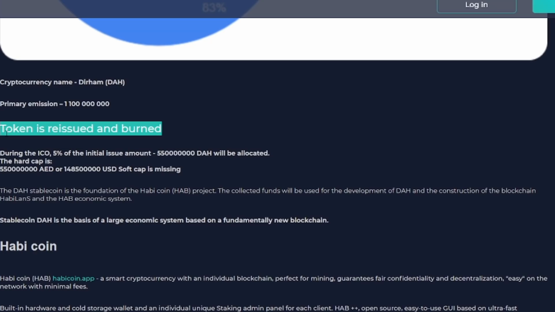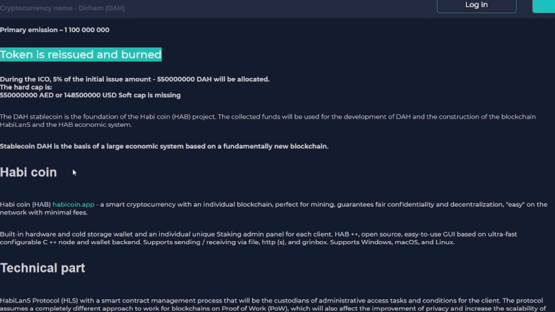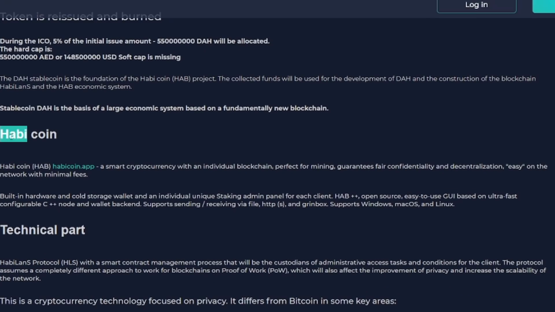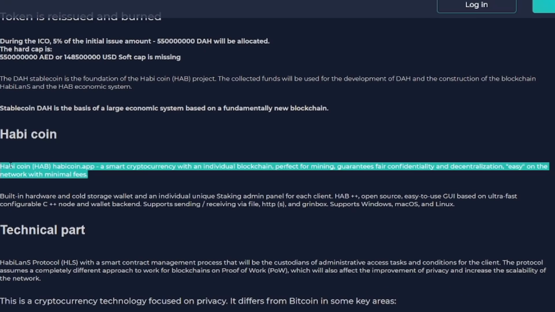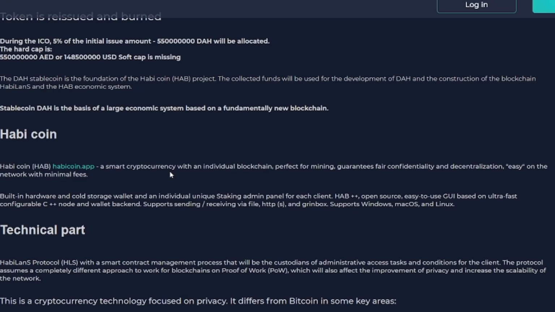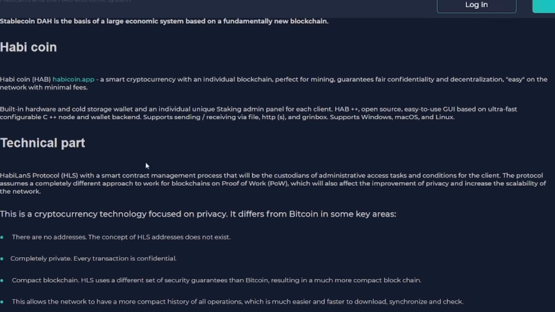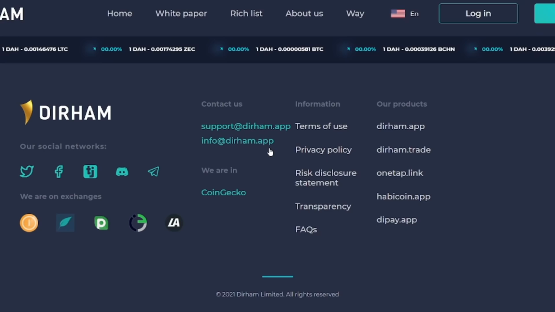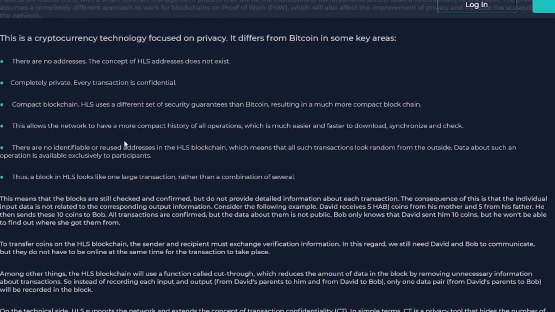As you can see here, the tokens issued are burned depending on how it works. They also work with another cryptocurrency which is still in development, and it's called Habi. If this is the Dirham cryptocurrency, Habi will be more like the gold stablecoin basically. So this is something that we definitely will be checking once it is developed. At the moment their website doesn't provide any information, so that means it's part of the development as well.